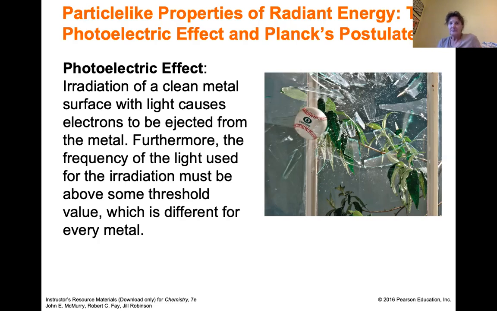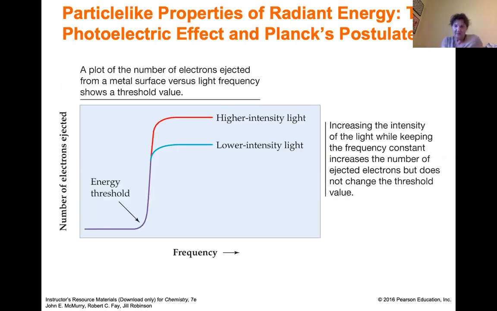So one experiment that was being done at this time, a little bit before 1905, because I think it was in 1905 that Einstein got the Nobel Prize for explaining the photoelectric effect. So it says that if you irradiate a clean metal surface with light, it causes electrons to be ejected from the surface. So you move electrons off their locations on the atoms of the metal and they leave. Furthermore, the frequency of light used for the irradiation must be above some threshold value, which is different for every metal. So this shows you that in a graph.